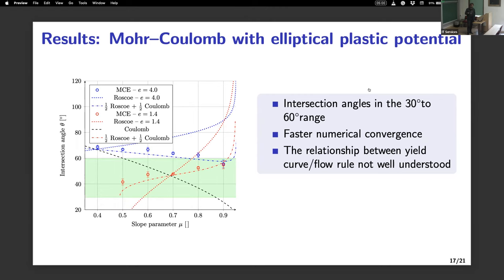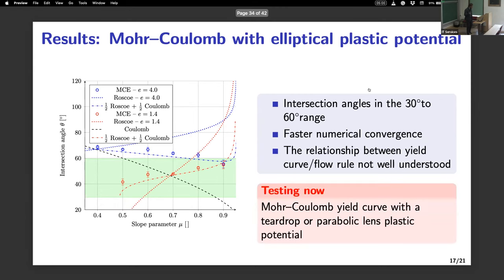So that's really something that we are continuing to test at the moment, with the Mohr-Coulomb yield curve with the teardrop and parabolic lens plastic potential. Yeah, so that's actually running at the moment. So I don't have results about this yet.